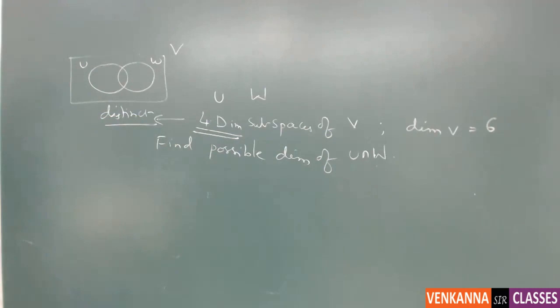So U is a separate set, W is a separate set. U is not a subset of W and W is not a subset of U. Distinct in the sense you can feel like so. They are distinct. Now the question is, what is the possible dimension of U intersection W? Any guesses to anyone?